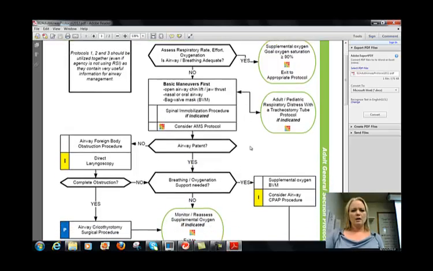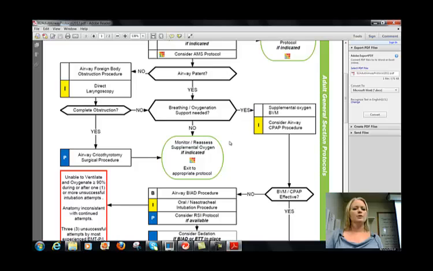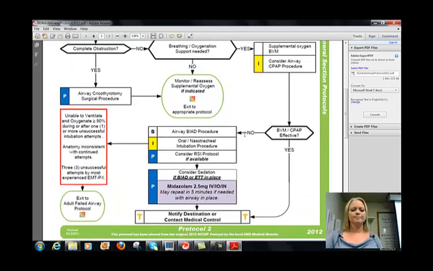So the adult airway protocol, there's not a whole lot of differences on this protocol from the 2009 protocol, other than the fact that you can now use CPAP for any airway problem. You don't have to limit it to pulmonary edema. So anybody that's needing supplemental oxygen and working to breathe, you can put them on CPAP.